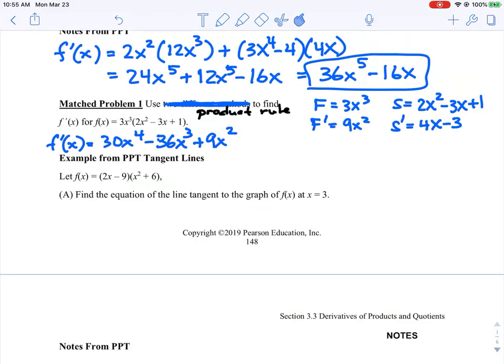We want to find the equation of a line tangent to the graph of f of x at x equals 3. So as soon as I know I'm talking about tangent, that's the first derivative. So you need to find your slope, which is your derivative. So let's go ahead and do that.